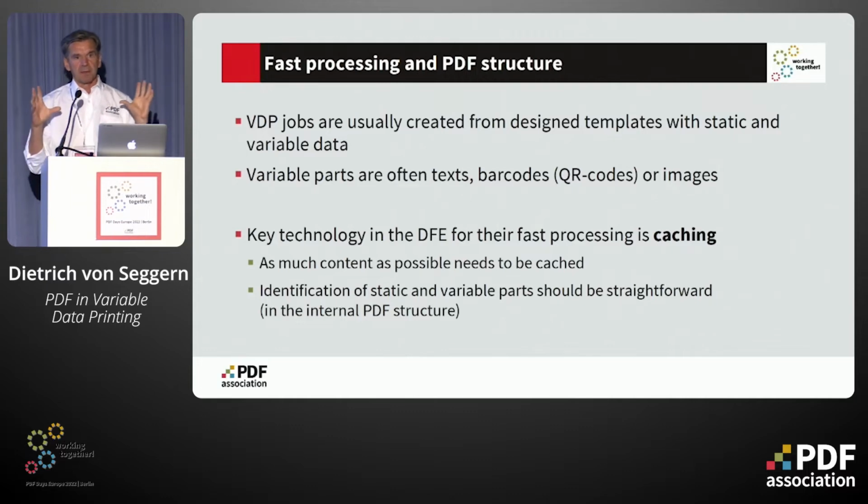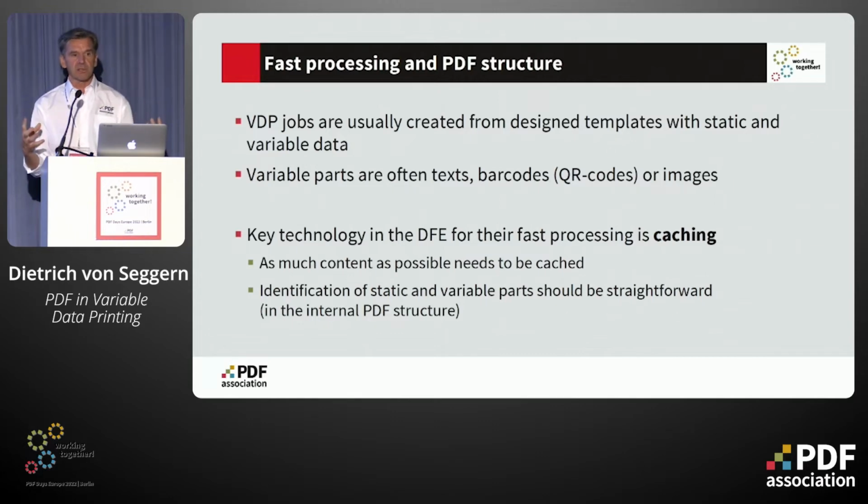Yeah? So if you look at the examples that I've shown you, all of them are based on a template. They share the same structure, they share part of the information, and only part of it is individual. Individual are maybe texts, barcodes, or in our example, even an image from the travel agency. But there are also parts that are repeating. Yeah?